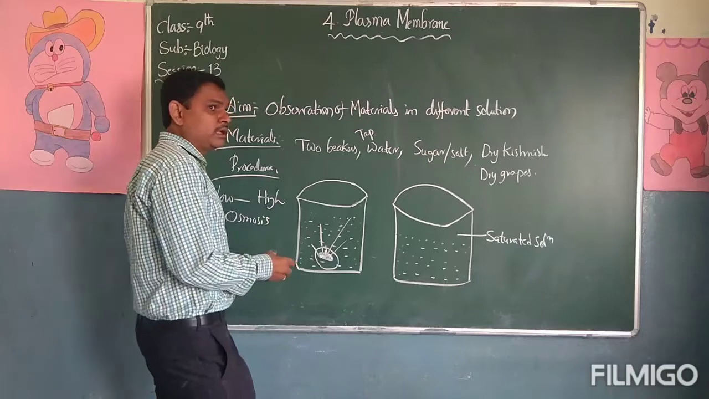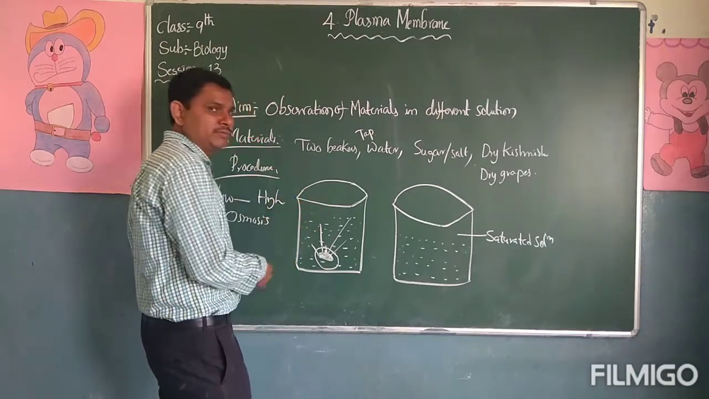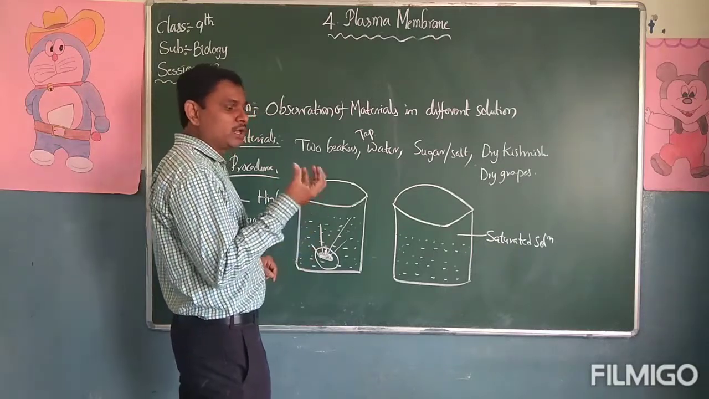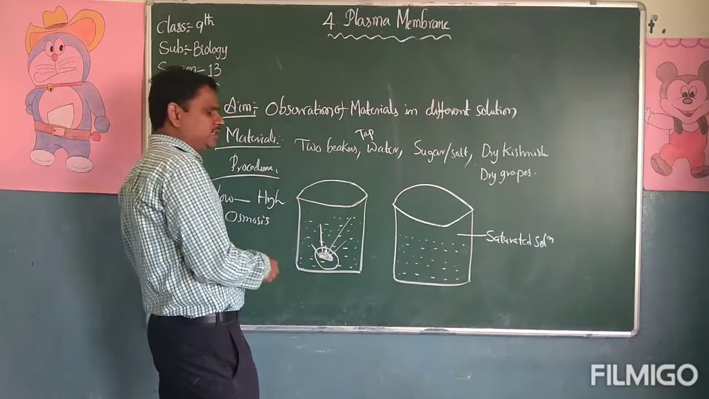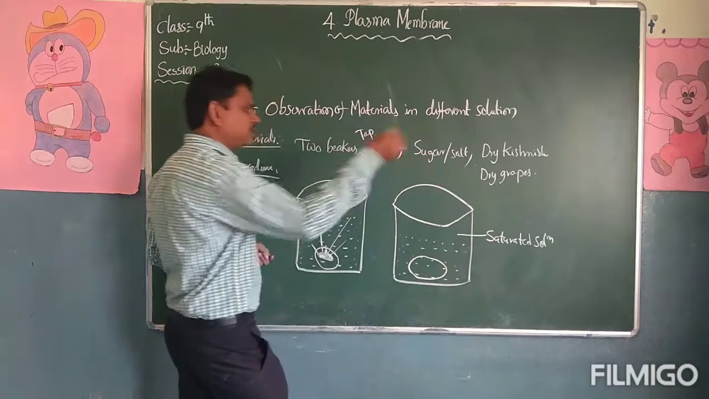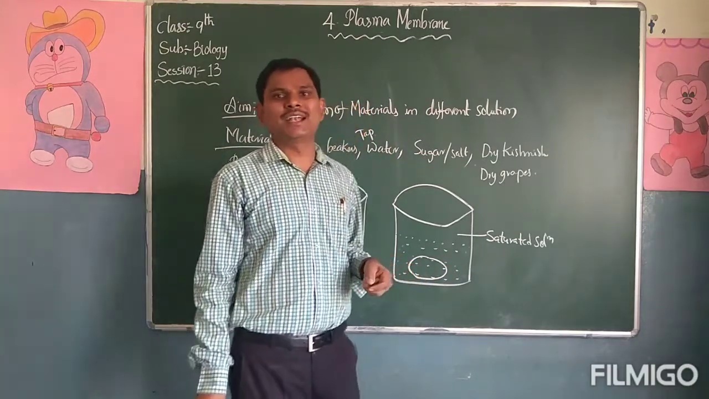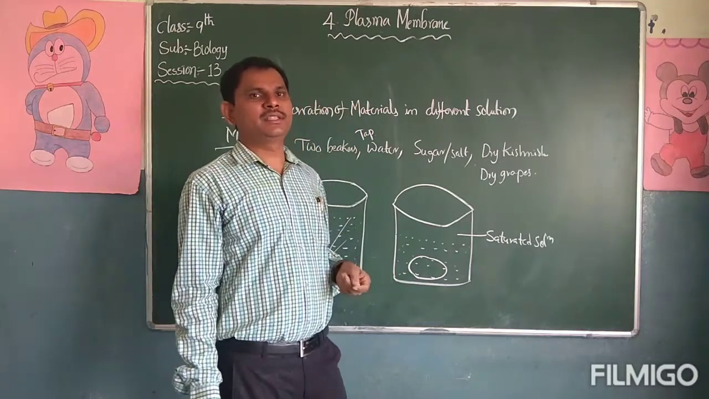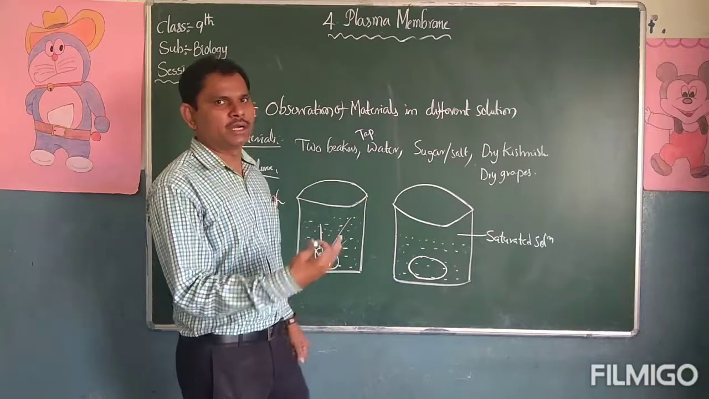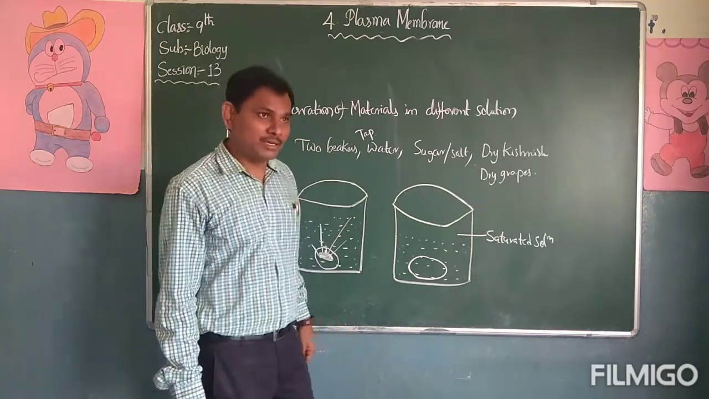Now, we take the saturated solution in another beaker. Then take the swollen kismis from the first activity and keep it in the beaker containing saturated solution. Keep this experiment for a few hours. We should observe very carefully what happens.